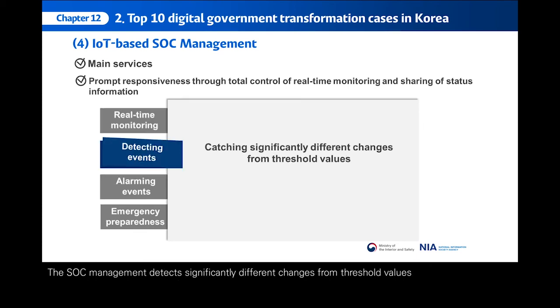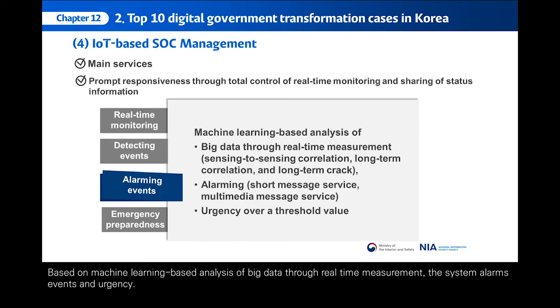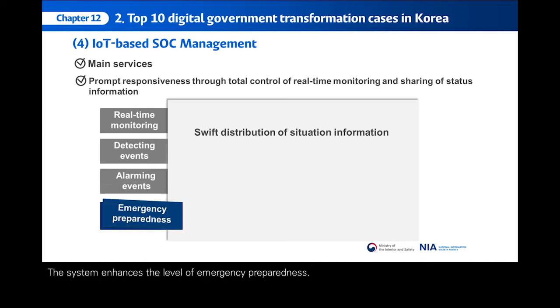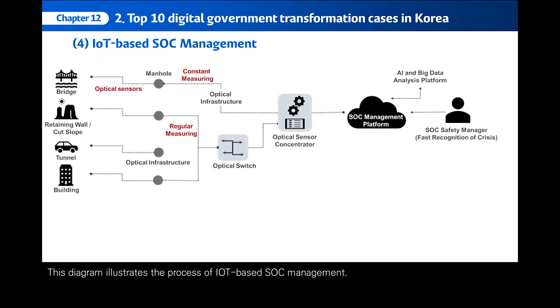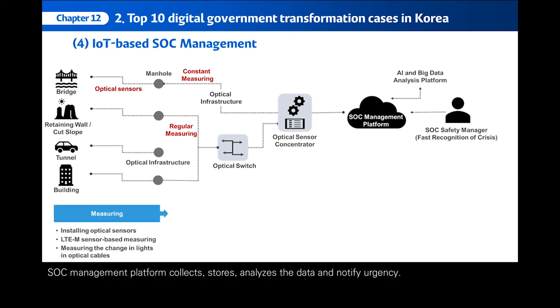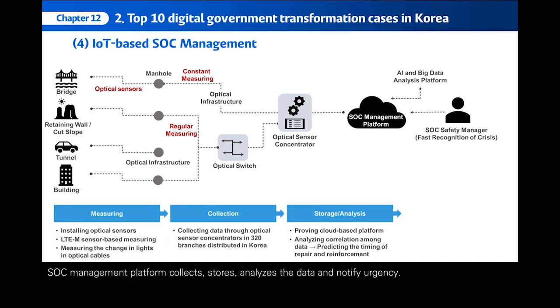The SOC management detects significantly different changes from threshold values. Based on machine learning-based analysis of big data through real-time measurement, the system alarms events and urgency. The system enhances the level of emergency preparedness. This diagram illustrates the process of IoT-based SOC management. Various sensors provide real-time data regarding the status of SOC. The SOC management platform collects, stores, and analyzes the data, and notifies urgency.